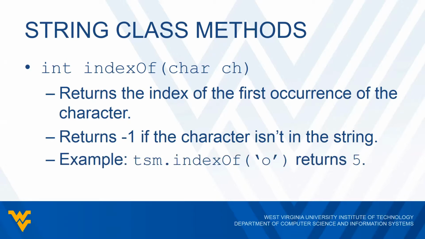So let's take a look at an example. If I do tsm.indexOf and pass the letter O as a parameter, I'm going to search through team solo mid until I find the first O. In fact, there are two different O's, but remember we want just the first one, and it's going to return a 5, which is the index of the first time we encounter that letter in our string.